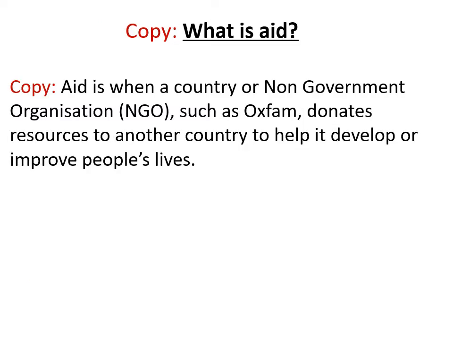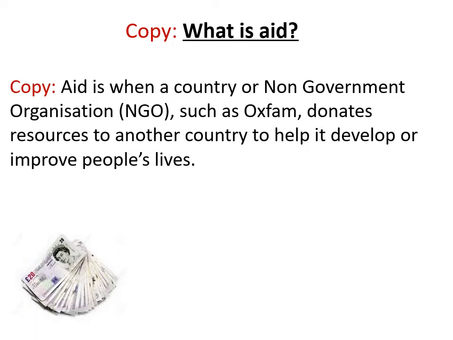Okay, so if you could copy the subtitle, what is aid? And this definition: aid is when a country or a non-government organization, otherwise known as an NGO, such as Oxfam, a charity such as Oxfam, donates resources to another country to help it develop or to improve people's lives. Charities are NGOs, but there are also other NGOs that are not charities specifically. The easiest way to think of it for now is as a charity.